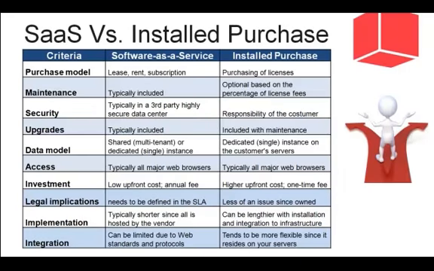So this gives you a good idea of the differences between a software as a service model and an installed purchase model. There are a number of criteria you should take into consideration when comparing both of these models. For software as a service, it's lease, it's rent. There's no ownership, whereas when you're purchasing it, there is ownership. And at the end of the day, that makes a difference in terms of your initial investment.